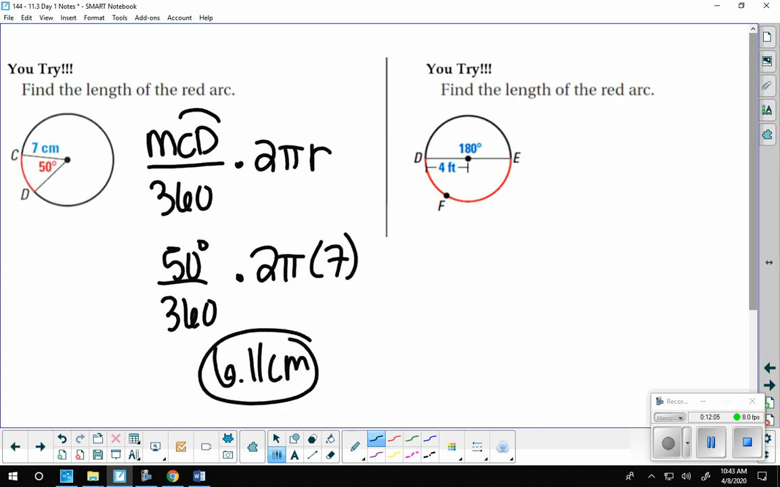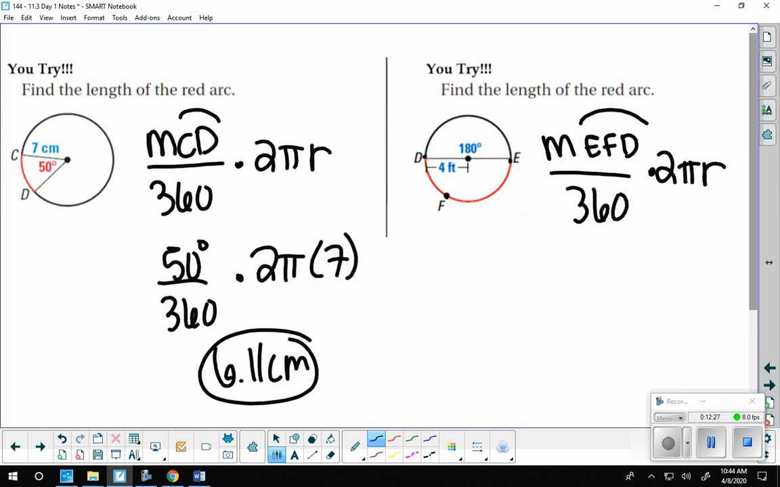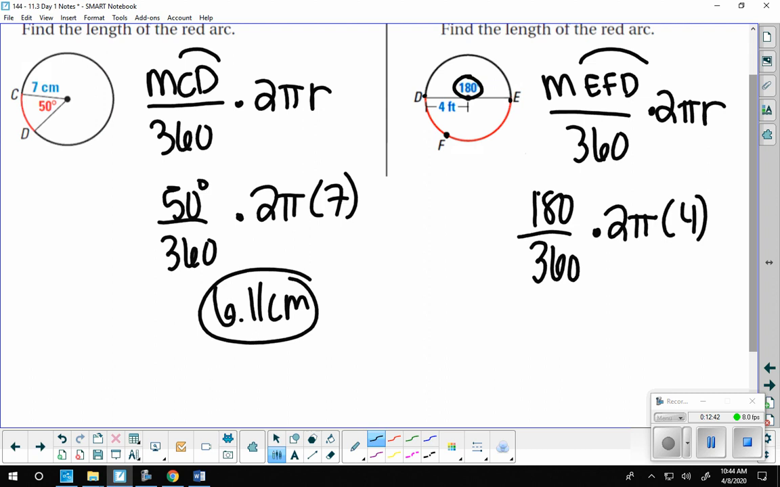Last but not least, the red arc here is 180 degrees. So this is actually considered a major arc. So we need 3 letters to name it. So EFD covers the red, divided by 360 times 2 times pi times r. So see, this is 180, so that means the red is also 180. So we have 180 divided by 360, which is half, times 2 times pi times my radius of 4. And you plug that in your calculator and you get 12.57 feet.